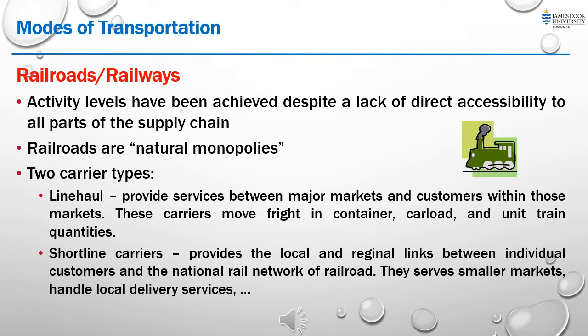The next mode of transportation is the railroad or railways. High activity levels have been achieved despite the lack of direct accessibility to all parts of the supply chain. It is important to note that railroads or railways are usually natural monopolies. There are two carrier types here, line haul and short line. Line haul provides service between major markets and customers within those markets, and short line carriers provide the local and regional links between individual customers and the national rail network of the railroad.